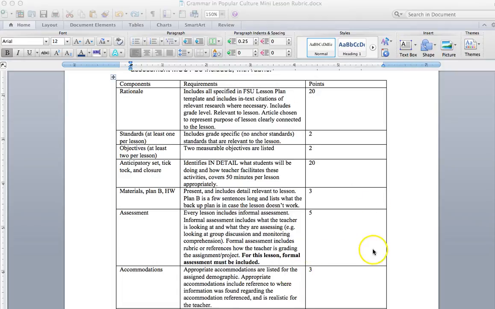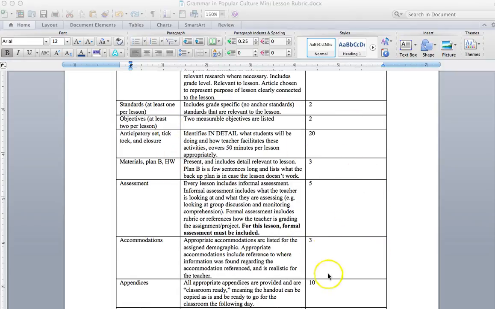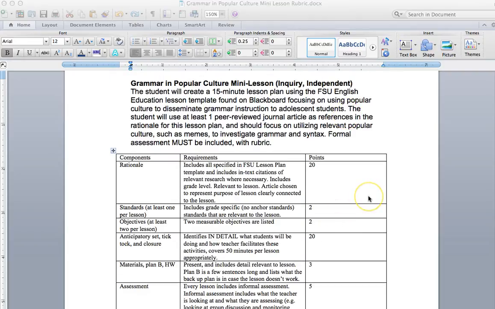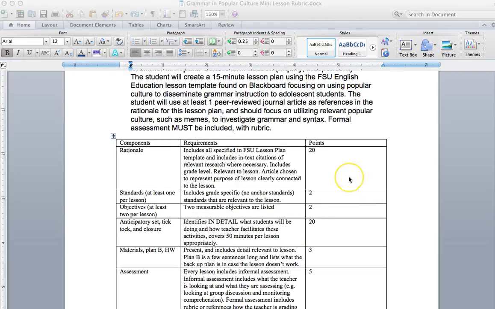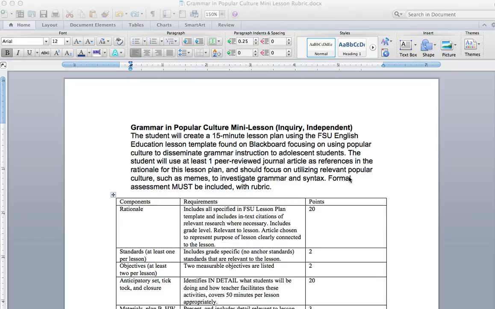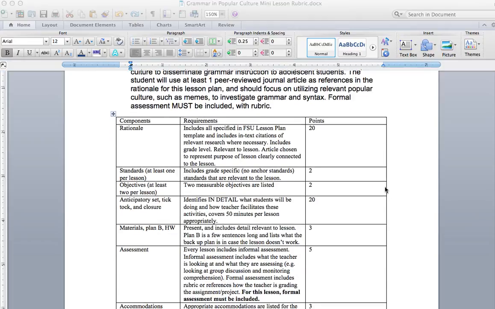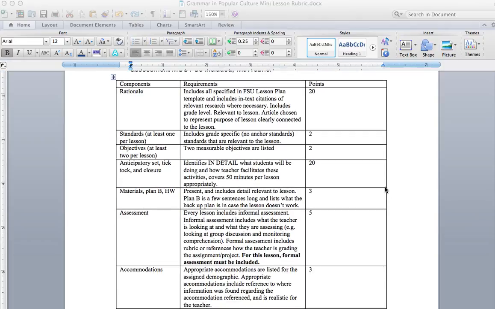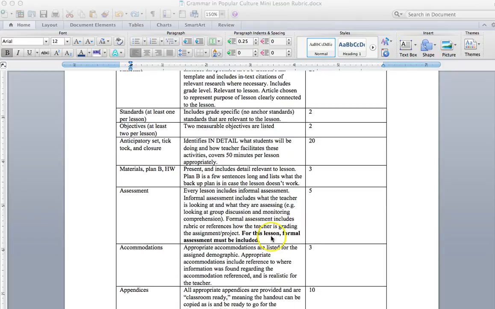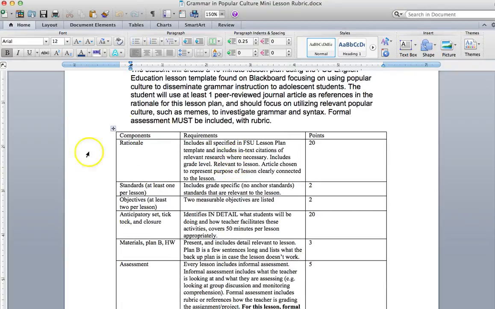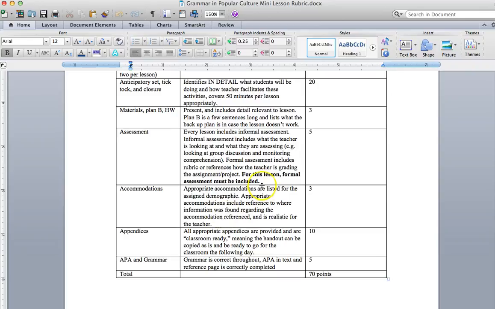You'll see that essentially you'll have the same components, but the point allocation is a little bit different. You will have a little bit different of a demographic this semester, and you'll see that once I cover the linguistic lesson series. That's the next thing I'll cover. Like I said, formal assessment must be included. That means that a rubric must be included. A rubric is essentially in this format. So you do need to incorporate a formal assessment in addition to an informal assessment.